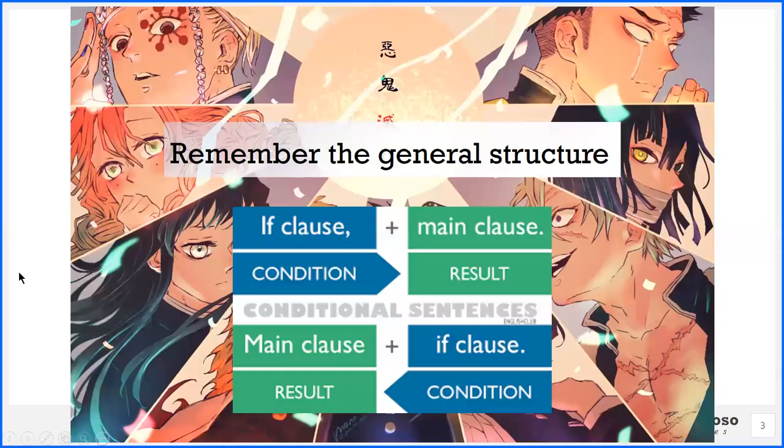We have to always remember the general structure for our conditionals, be it zero, first, second, third. They all have the same general structure, which is a condition or the if clause and a result, which is the main clause. And they can be inverted. Just always remember to use a comma if you're starting with the condition.